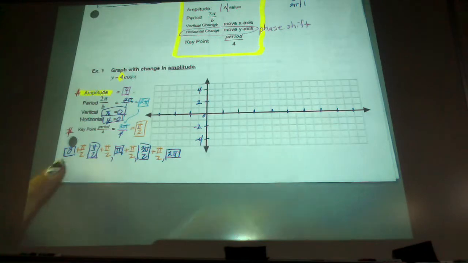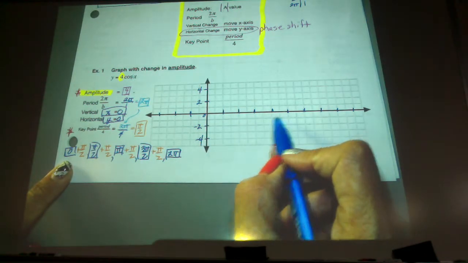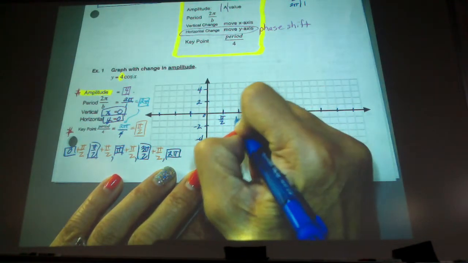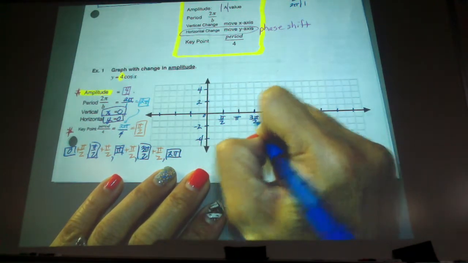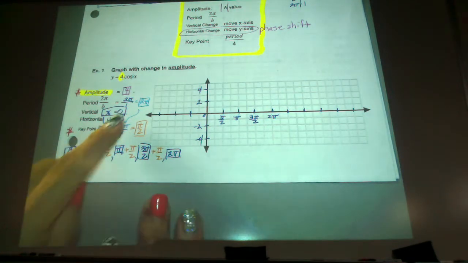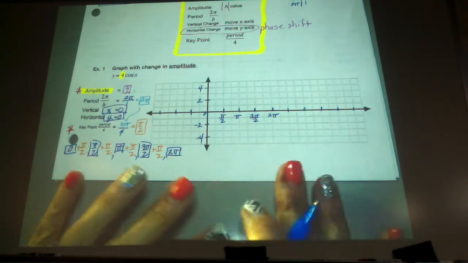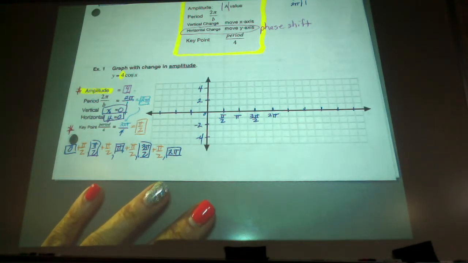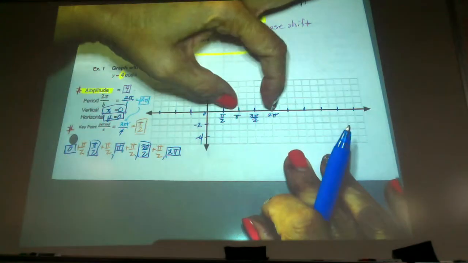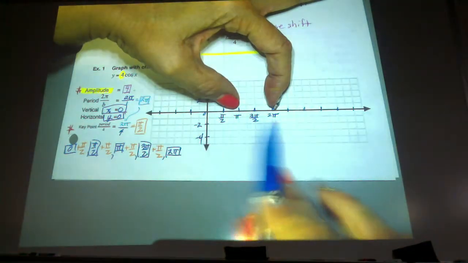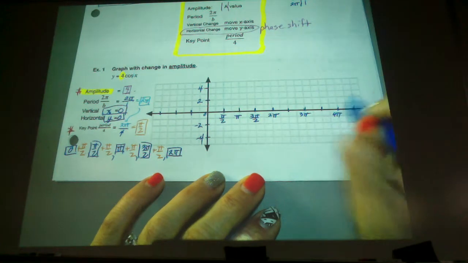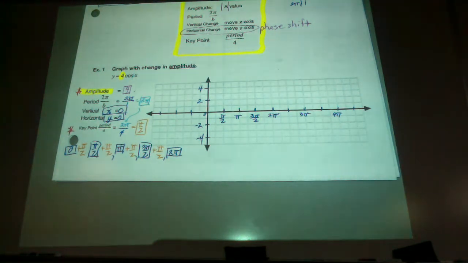And then I'm going to label one full period with my key points. So this is 0, this is going to be pi over 2, pi, 3 pi over 2, 2 pi. So that's one whole period. Why? Because I know my period is 2 pi. Then from there you can keep labeling every mark if you want to. I like to just label every other one. And so if you look at every other one on mine, it's going by pi. So that means that this will be 3 pi, 4 pi. If that bothers you, you can label every one if you want.